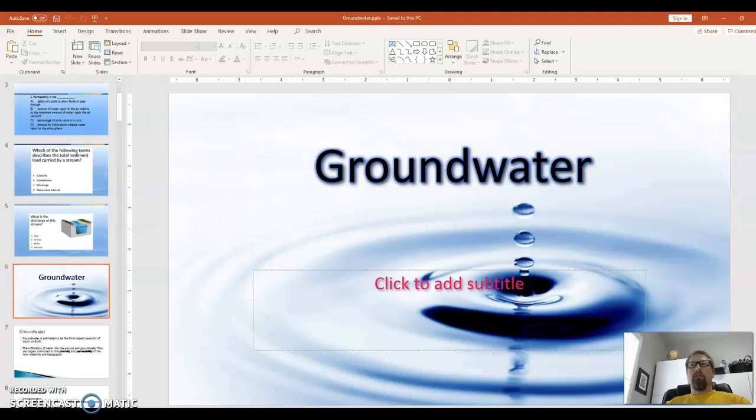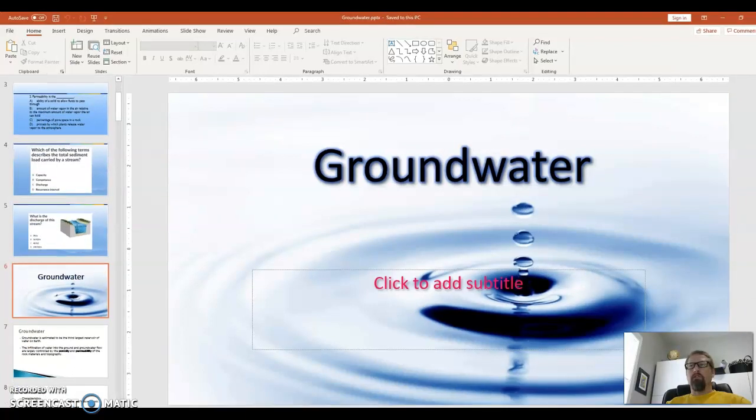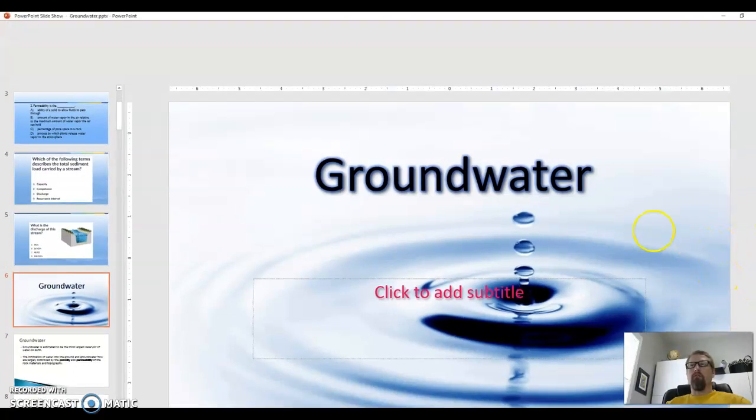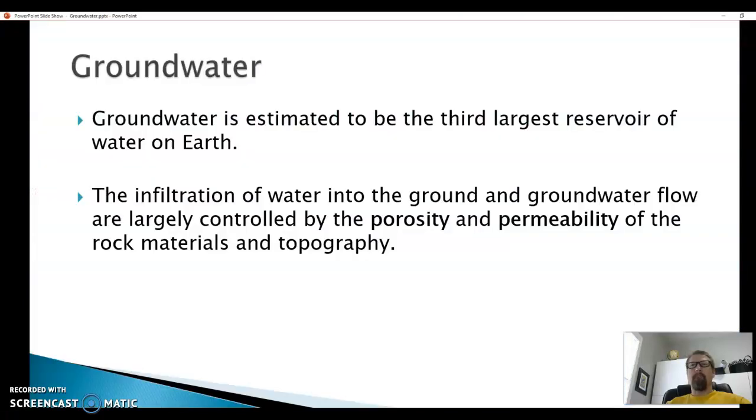All right, so I should switch the view here. This is the groundwater presentation. We already talked a little bit about groundwater as one of the phases of the water cycle. We call it the third largest reservoir of fresh water on the planet. And it's the process of infiltration by which the water enters into the ground.